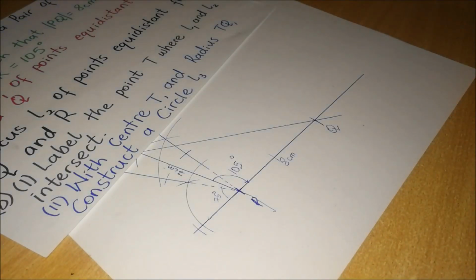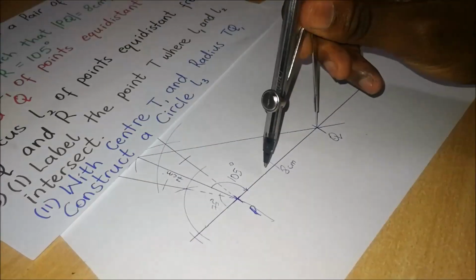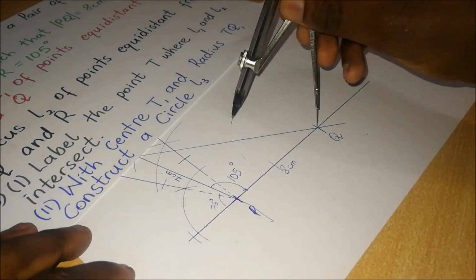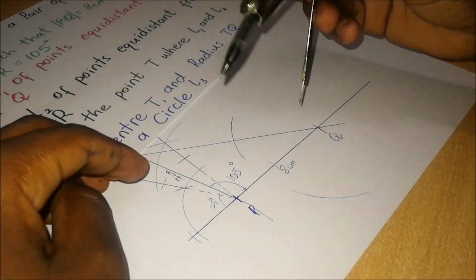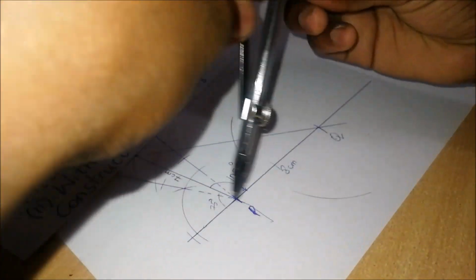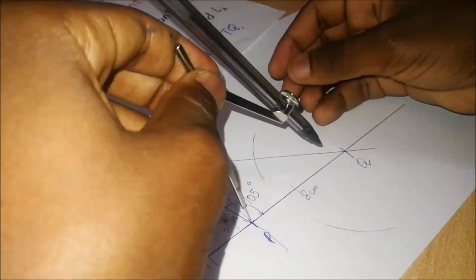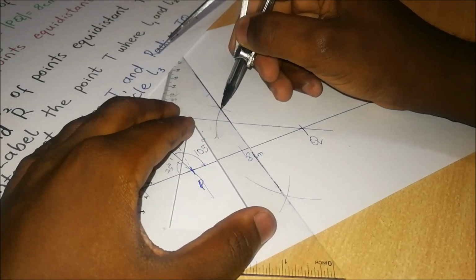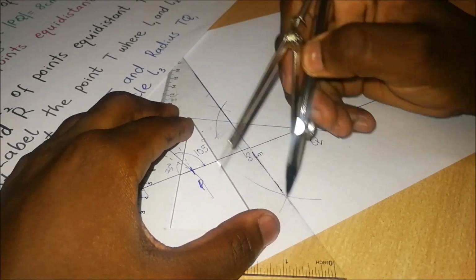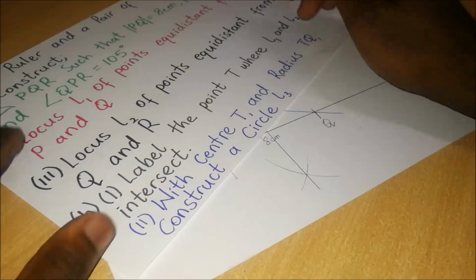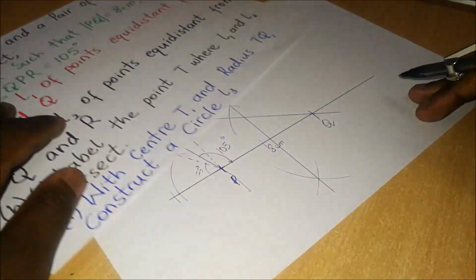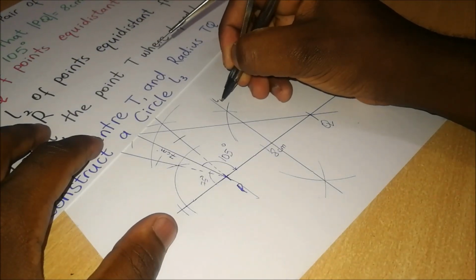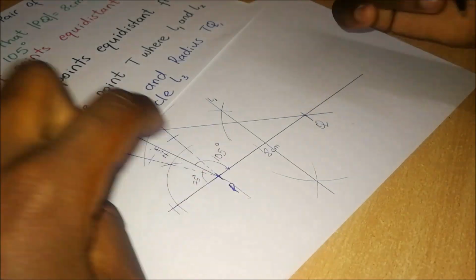So we bisect that one. To bisect that line, I'll get my compass, put it right there. I will stretch my compass until it is just slightly beyond the center of line PQ. Draw an arc up there. Draw an arc down here. Without changing the length of this compass, I'll come, put on point P, do the same. Draw an arc up there, draw an arc down there. Then I'll draw a line connecting the two, through here to there. So this is my locus of points. The question says locus L1, and it's important that you label. This is L1. So that is my locus of points equidistant from P and Q.